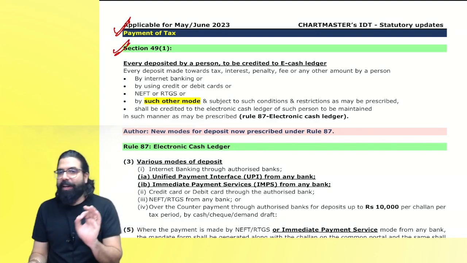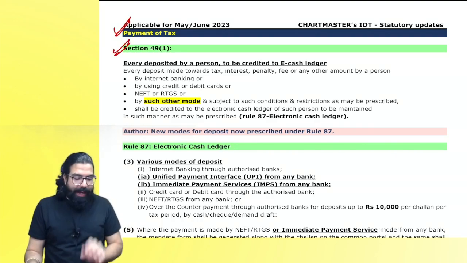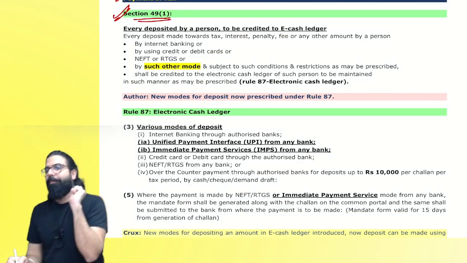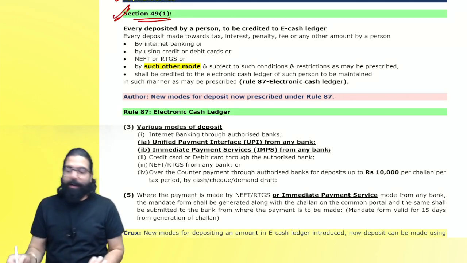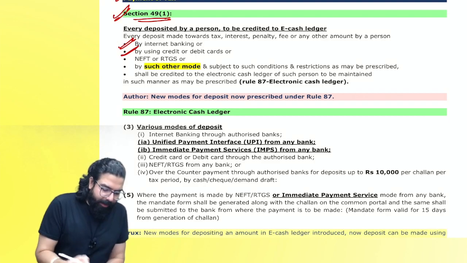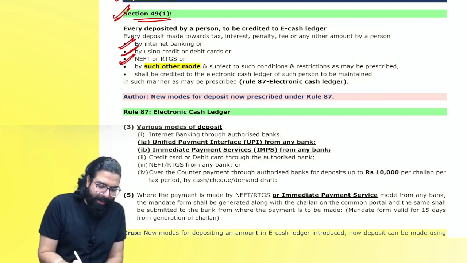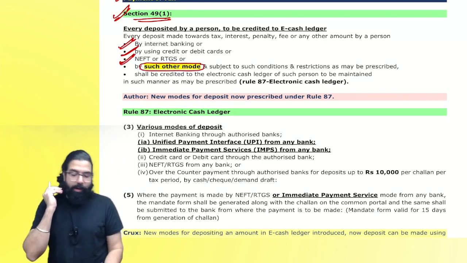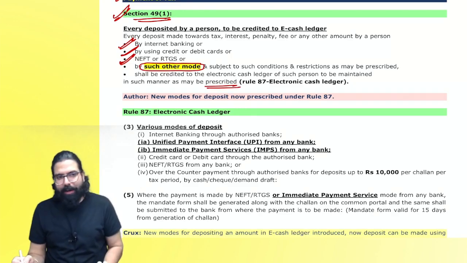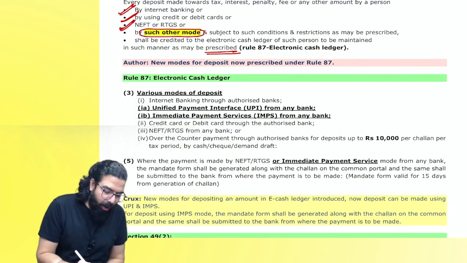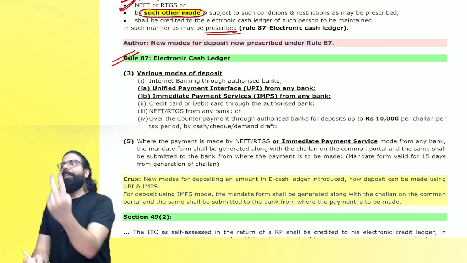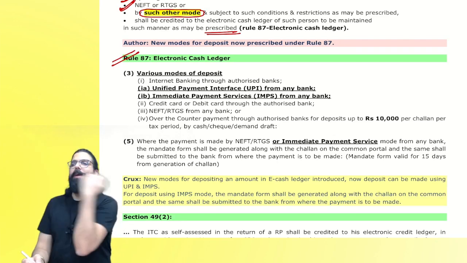Listen, section number 49 is your payment of tax ka chapter. In that, they have gone ahead and told section number 49.1, when you read section number 49.1, it says, sir, you can deposit your tax by net banking, credit card, debit card, NEFT, RTGS, and there it was told such other mode as may be prescribed. Are we clear, everyone? And prescribed is in rule number 87. And when you go ahead and read rule number 87, now there are two new modes of payment of tax that have been introduced.